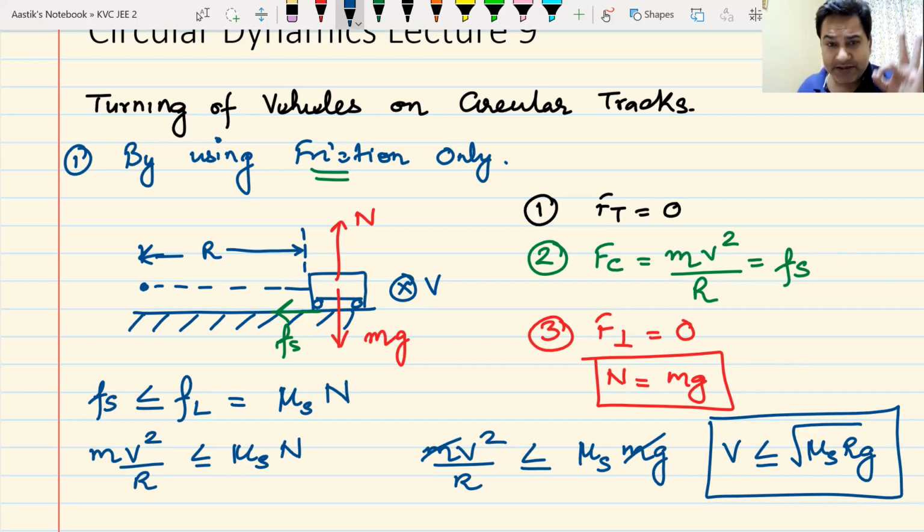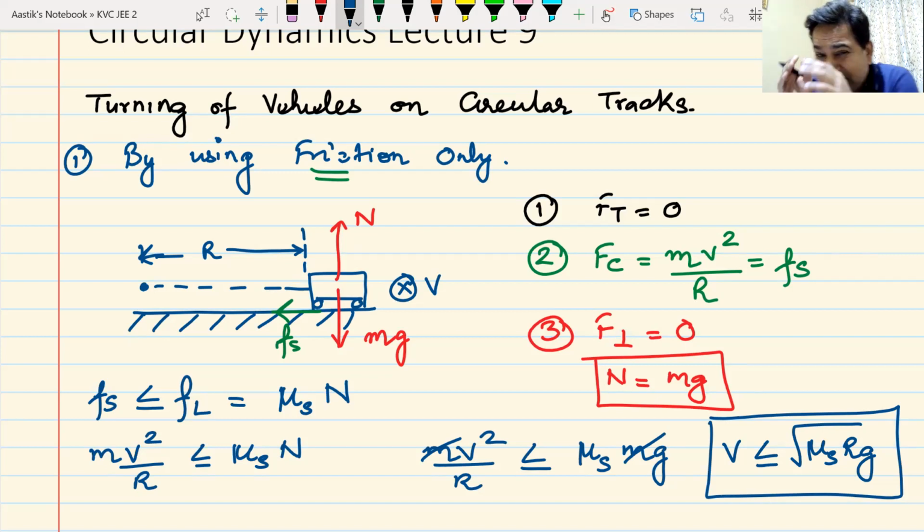That means whenever you are turning on a circular track, should you turn with a very high speed or with a low speed? What should be your criteria when you want to turn on a circular track? Should you increase the speed, or should you go slow, slow, slow? What is a better option, more speed or less speed? Low speed, sir.